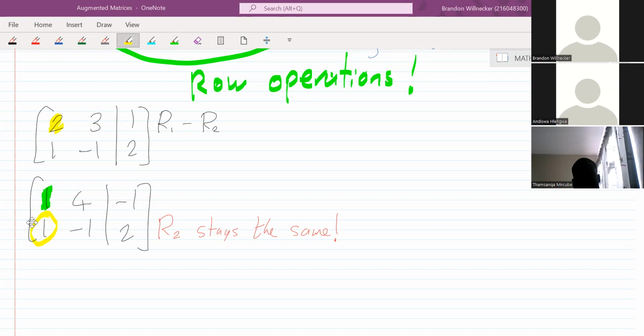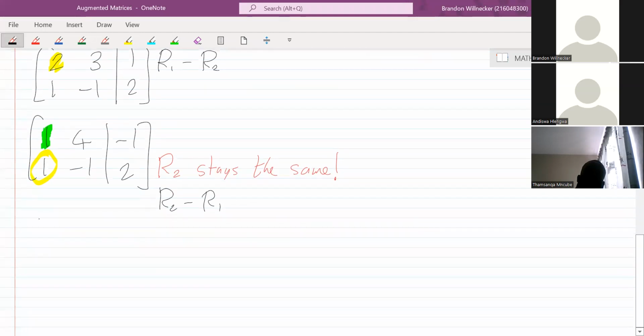So what can we do? We can take row 2 and subtract row 1. Because they're 1 minus 1, that will give us a 0. So we're going to take row 2 and subtract row 1. Okay, so that means the first row stays the same. We can just rewrite it.